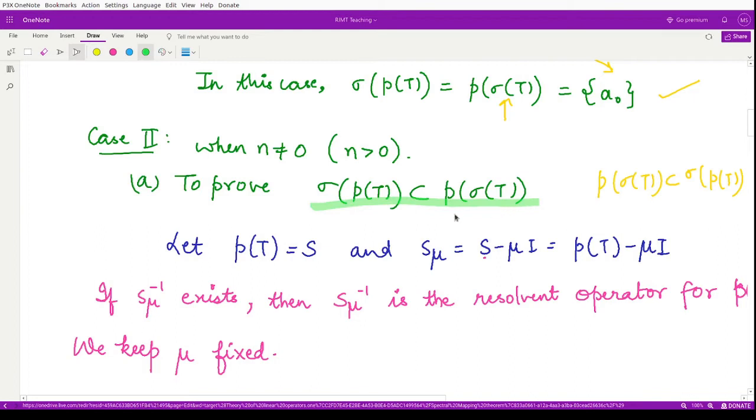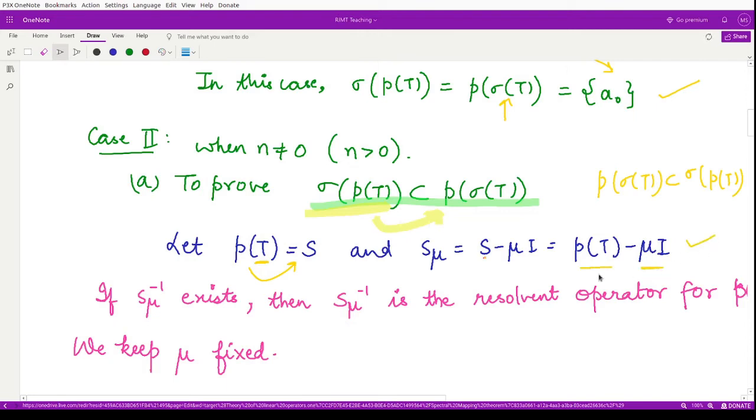For this we assume some member in the first part, and we shall prove that it is also lying in the second part. This is our goal here. For that, we consider a polynomial in T, which is P of T, and let's name this polynomial to be S. Corresponding to this polynomial, we can define S mu, where mu is some complex number, such that it is represented by S minus mu into I. What was your S? It was P of T. Therefore we can write this as P of T minus mu I.